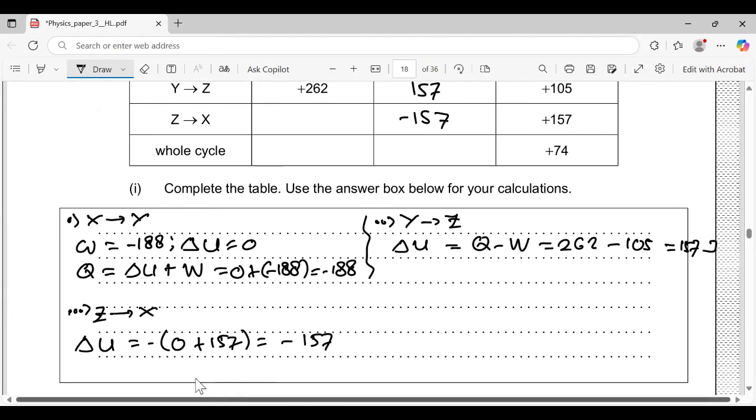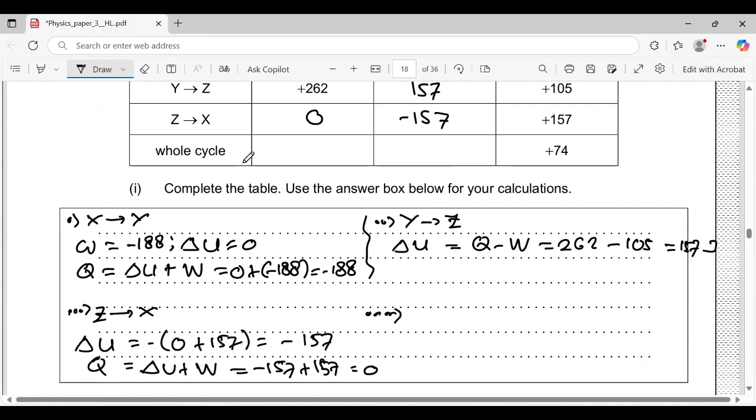Okay. And the next step is Q. Q is delta U plus W. So minus 157 plus 157, zero. This is zero here.